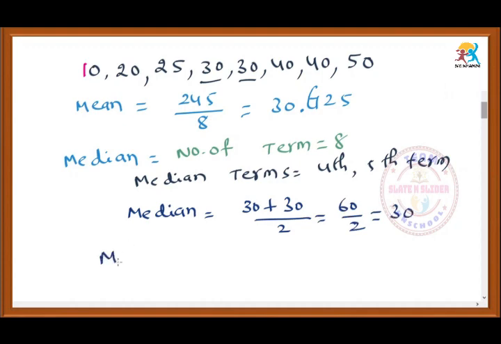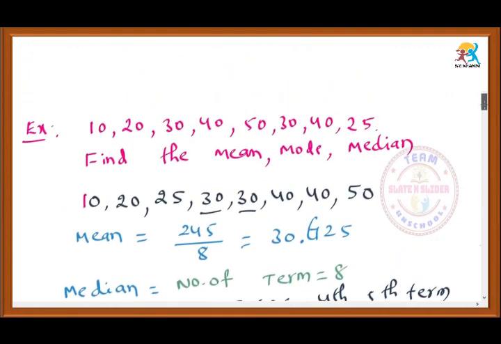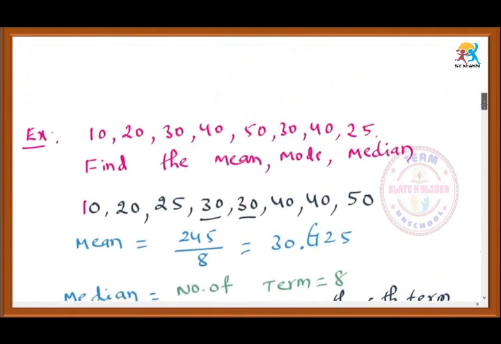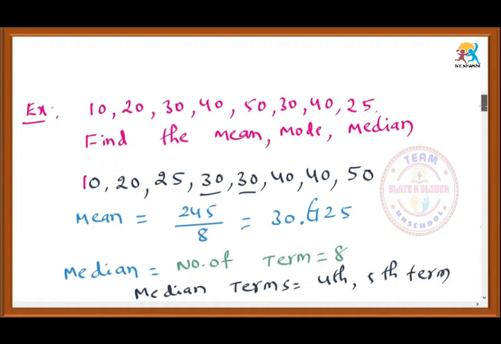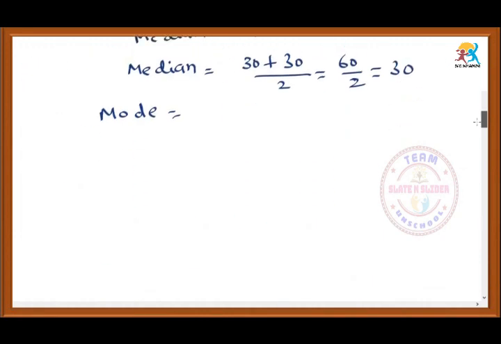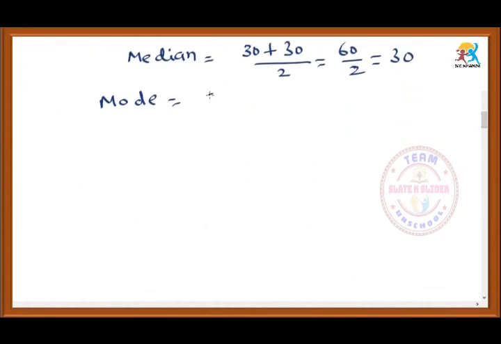And we will find out the mode. The number which has the highest frequency is called the mode. So in this question 30 has frequency 2 and 40 also the same. So the modes are 30, 40.